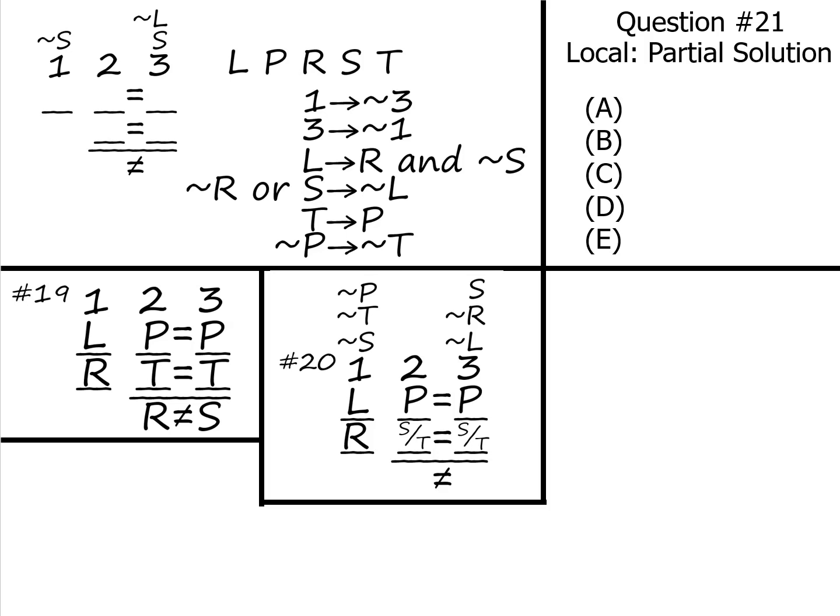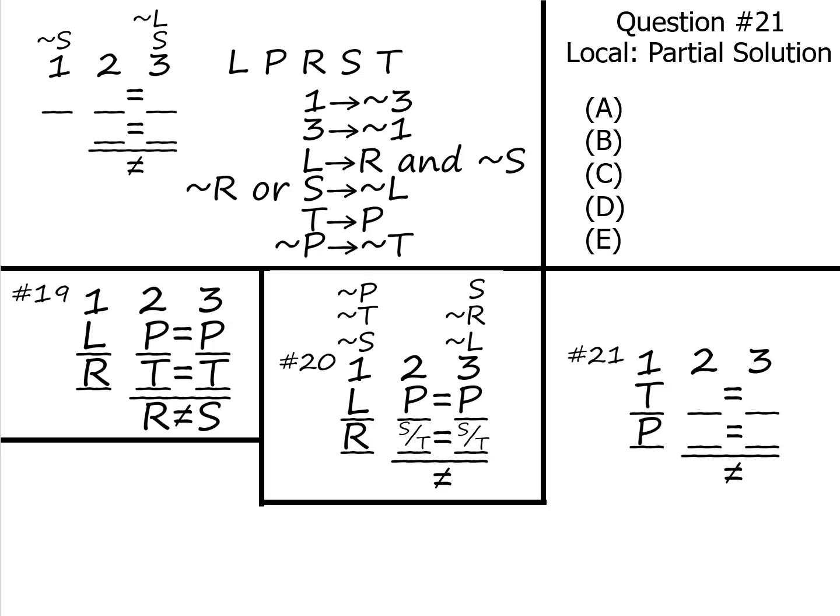Question 21 is another local question, although this time the local condition is added to a partial solution question. They want a complete and accurate list of things that could be in bouquet 2 at the same time. So we're going to start with the if condition, put down some spaces to add it to, and then put the T in place.